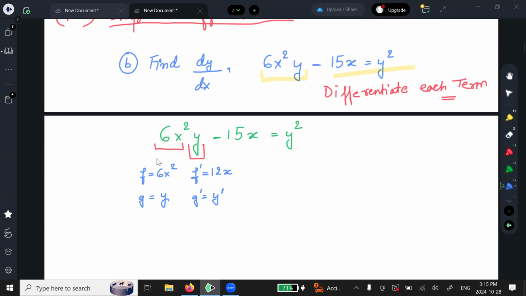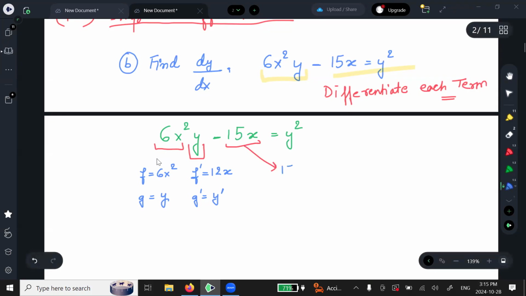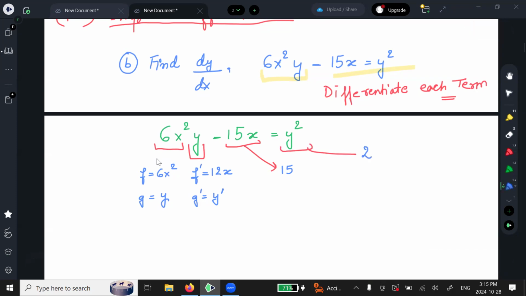Same thing, yeah. And now this is just for the first term. Okay, let's talk about this term. What is the derivative of 15x? Just 15, good job. And what is the derivative of y squared? Power rule, you take the power out, subtract 1, but every time I'm dealing with a y term, you multiply by y prime. Good.